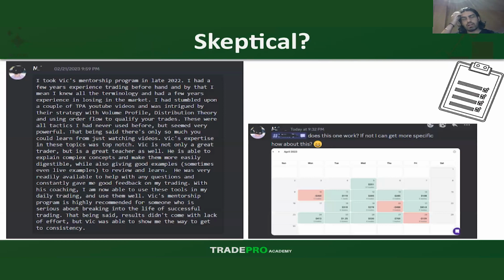And if you're skeptical, we do have a lot of traders in our community who have shared a lot of success stories. You can read them if you want to go check that out. But this is just one of the many examples. You can see this is a whole month of trading in April with just 3 red days of smaller size and a plethora of green. He's shared his journal with me. So distribution theory, volume profiles, order flow. If you were wondering, that's probably what we're going to be talking about throughout this.